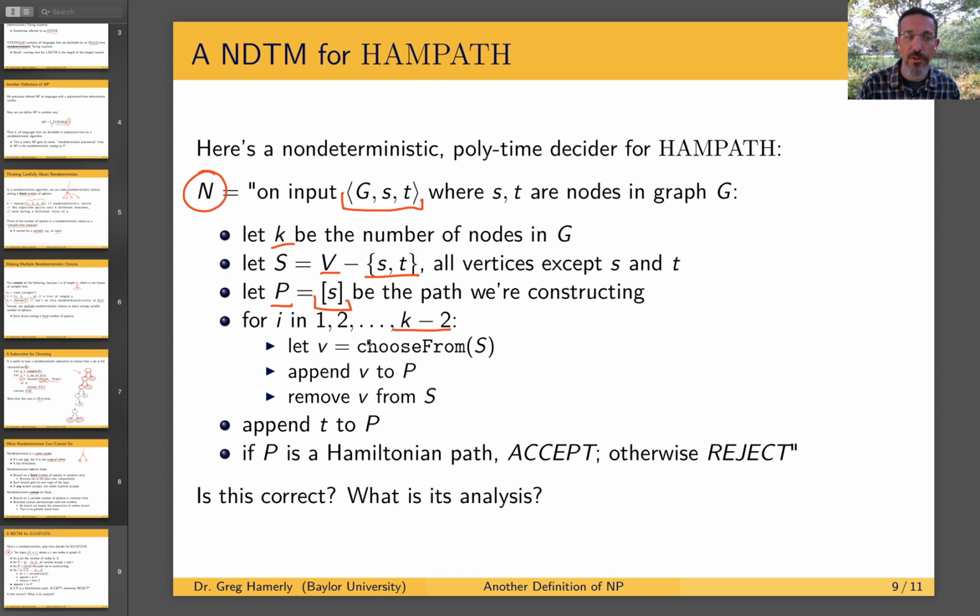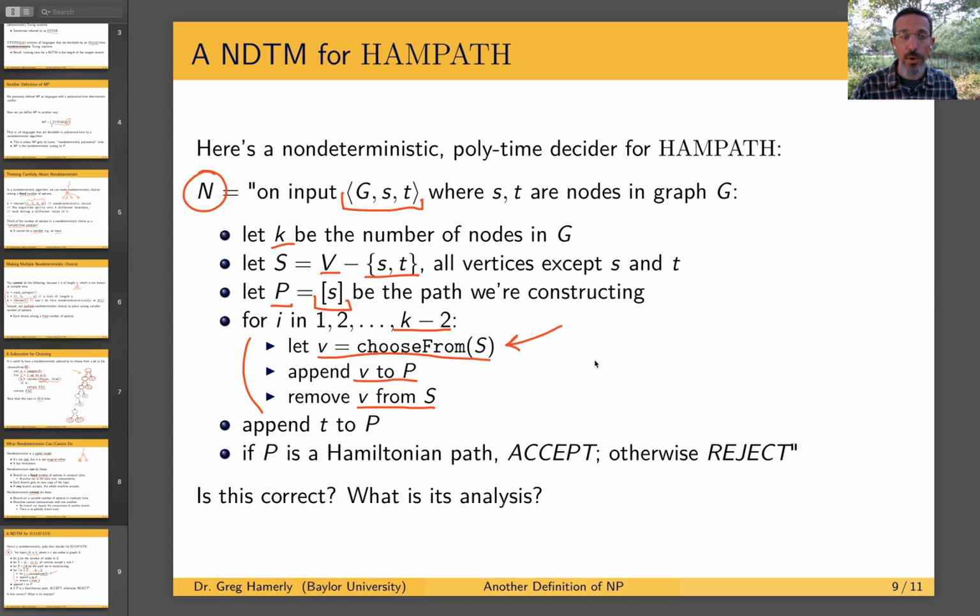Okay, these K minus 2 vertices that are in S. Then, at each iteration, we're going to do three things. We're going to choose a next vertex using the algorithm that we described earlier, this choose from algorithm. We're going to append that vertex to the path, and then we're going to remove that vertex from the set of considerations. Now, since this right here is a non-deterministic choice, or really a sequence of non-deterministic choices, the machine is going to branch into multiple branches at this line, or within the code of choose from.